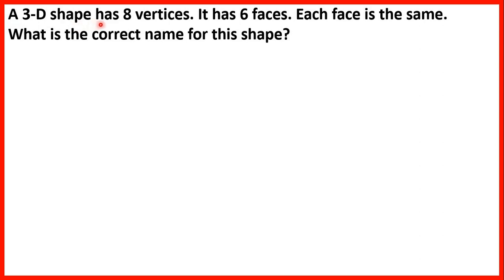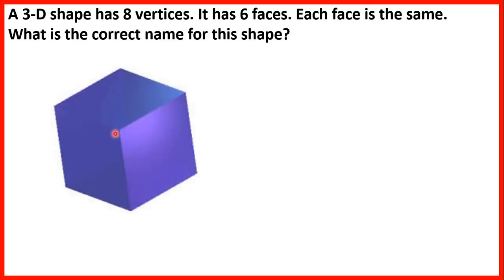A 3D shape has 8 vertices. It has 6 faces. Each face is the same. What is the correct name for this shape? Well, if we show the shape that's being described, we can see that we have a cube.